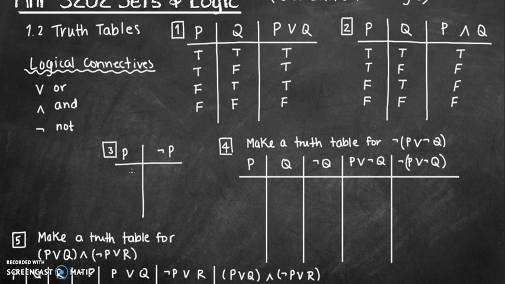All right, so in the third example, we're going to apply negation, so not. P can only be true or false. So when we negate it, we just list the opposite thing. So if P is true, then not P is going to be false. And if P is false, then not P is going to be true.